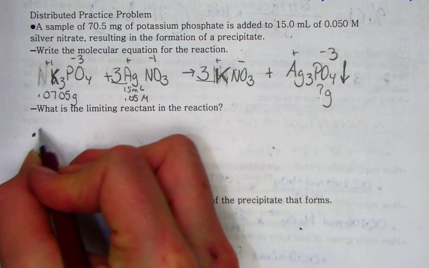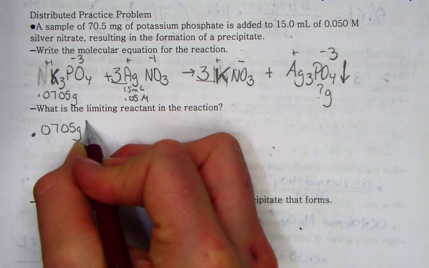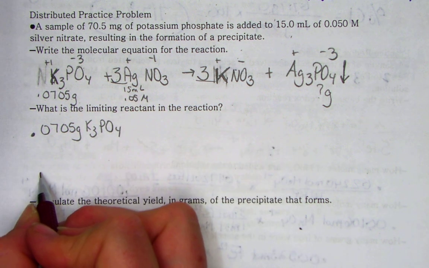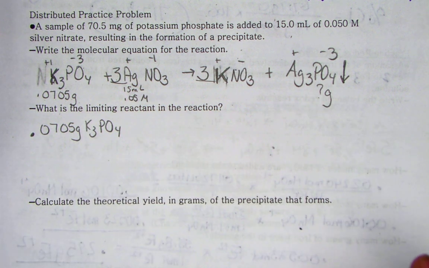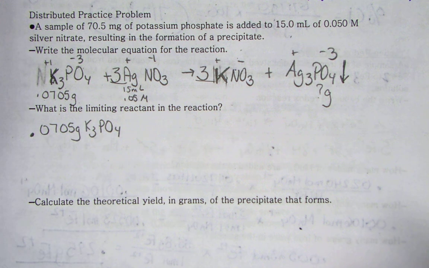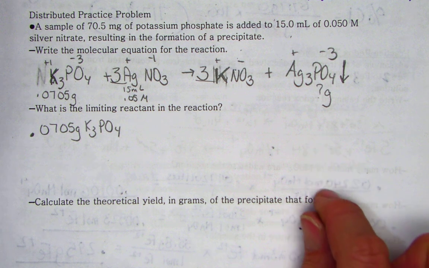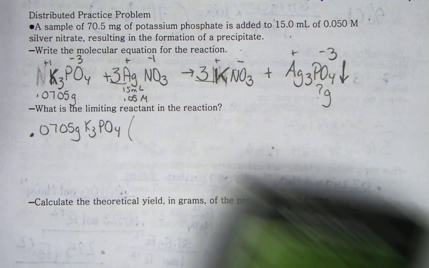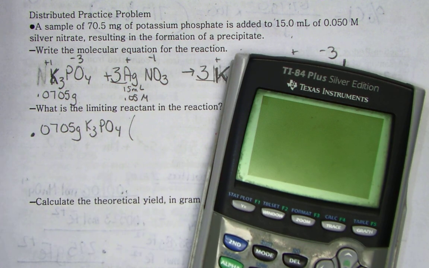Let's set up a first journey where we start with 0.0705 grams of K3PO4. And a second journey will be taken from silver nitrate. Our target will be silver phosphate. We can find the theoretical yield by working out two separate problems, knowing the smaller of our two answers will be the limiting reactant. So I'll need a molar mass in my first conversion of potassium phosphate.